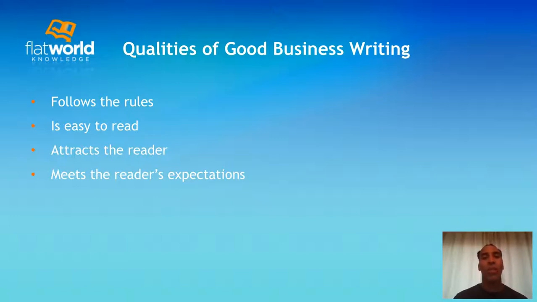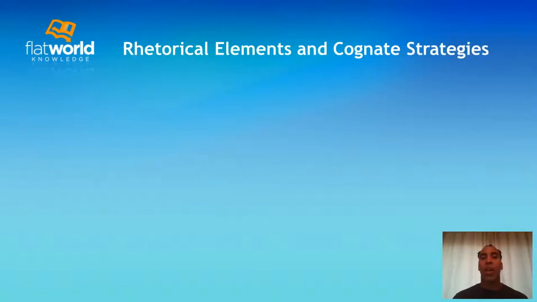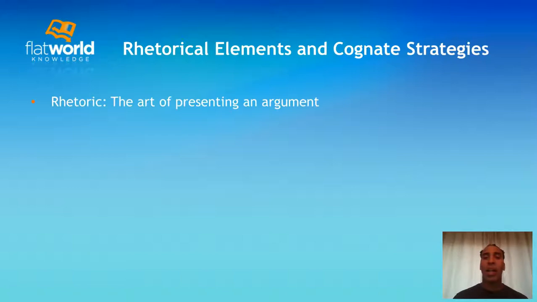I hate receiving an email and then I have to read it 4 or 5 times to understand what it means. Send me an email that I can understand. Don't send it to me with a lot of confusing language that just makes me more confused and makes me have to come over and have a conversation with you. So follow the rules, easy to read, attracts the reader, meets the reader's expectation, and is clear and concise, efficient and effective, right? Rhetorical elements and cognitive strategy.